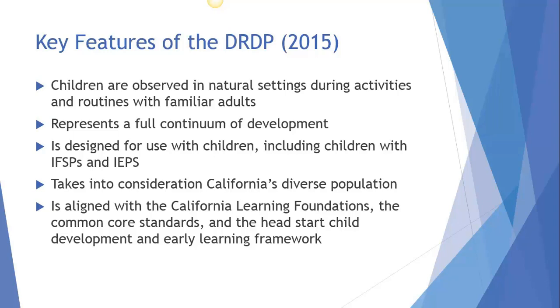Another big change is that it's meant to include children with special needs. So even children that have IEPs or IFSPs are able to be assessed using the DRDP. They really put in this concept of universal design, which means that all children, regardless of home culture or language, can be assessed using the DRDP, which is really, really a cool thing. It's also aligned, and I wish we had time to go into it, with the Common Core standards and the Head Start standards. This was a massive undertaking.